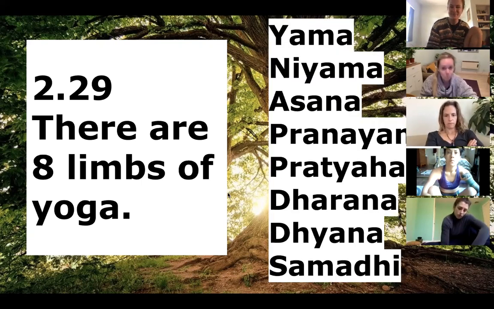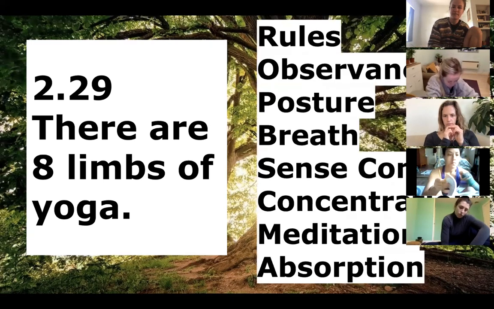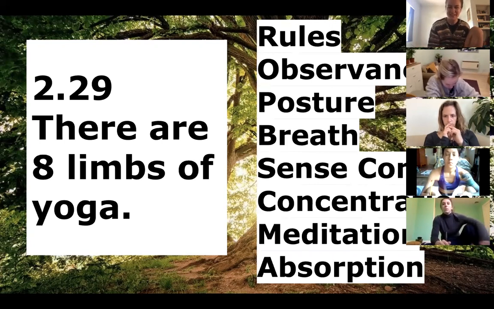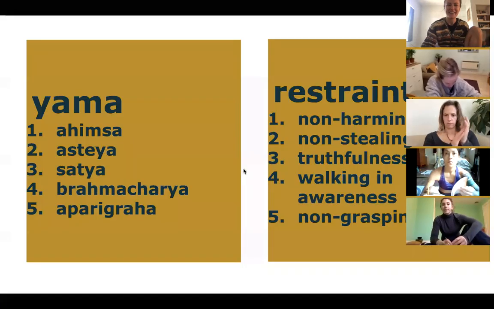So the 8 limbs, here they are. Yama, niyama, asana, pranayama, pratyahara, dharana, dhyana, samadhi. Okay, this may be one other way to say them. It's hard to just take them into one word, but we'll get a sense. Do y'all know the yamas and the niyamas? Okay, we have some yeses and some noes. We'll just touch on them briefly. Okay, so the yamas, they could be like restraints.